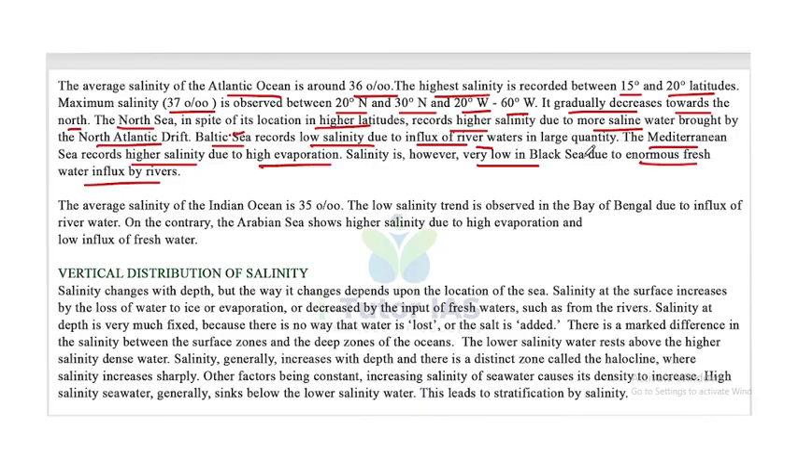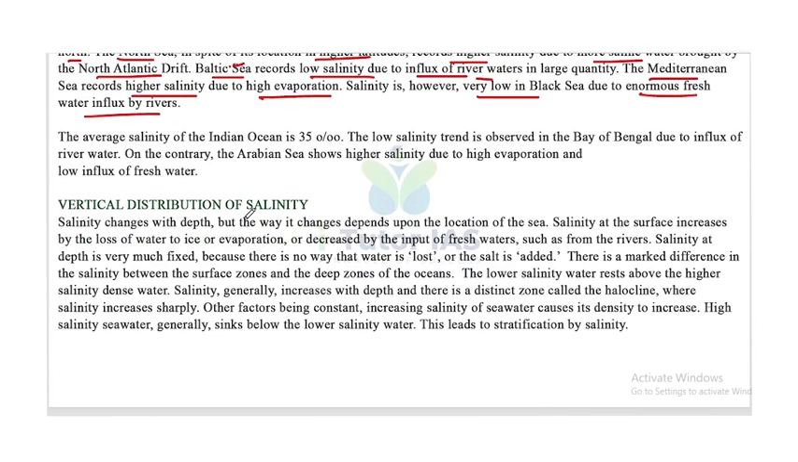Now, the average salinity of the Indian Ocean is 35 parts per thousand. The low salinity trend is observed in the Bay of Bengal due to influx of river water. On the contrary, the Arabian Sea shows higher salinity due to high evaporation and a low influx of fresh water.